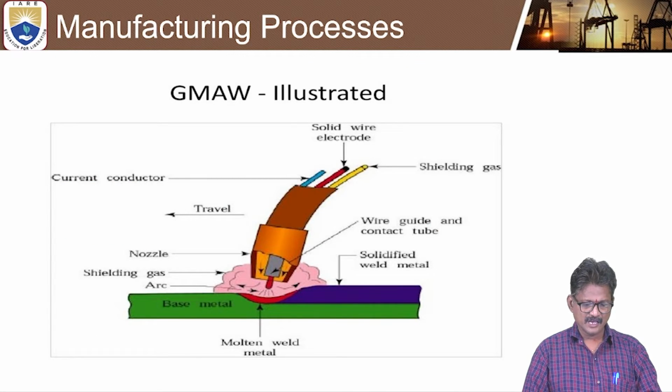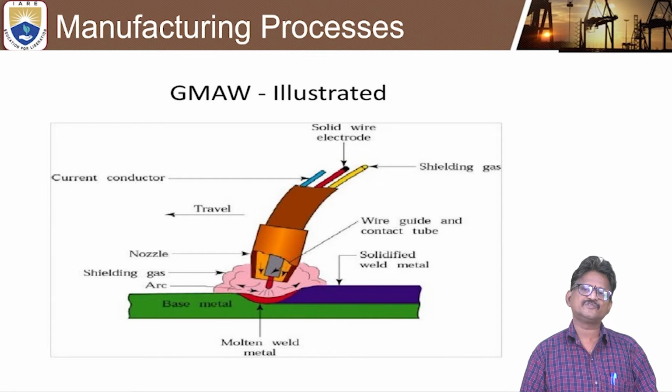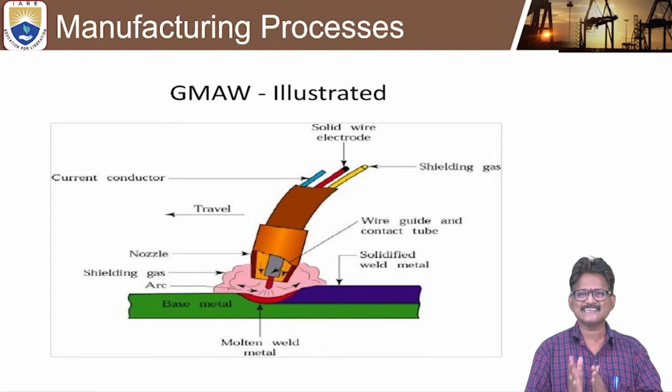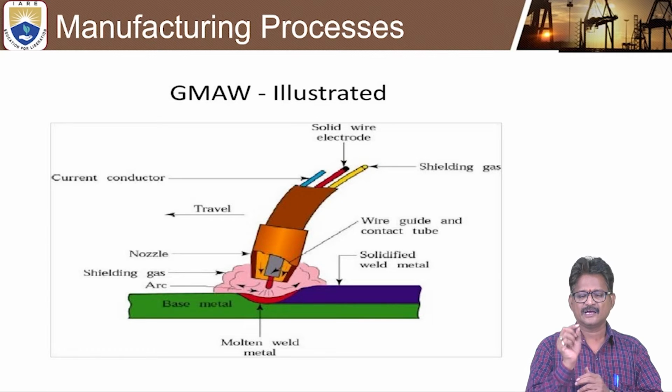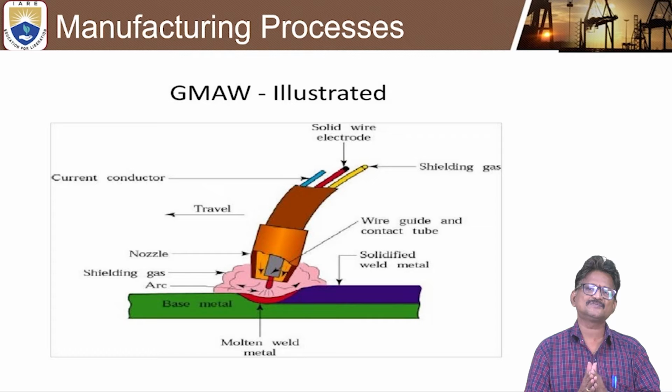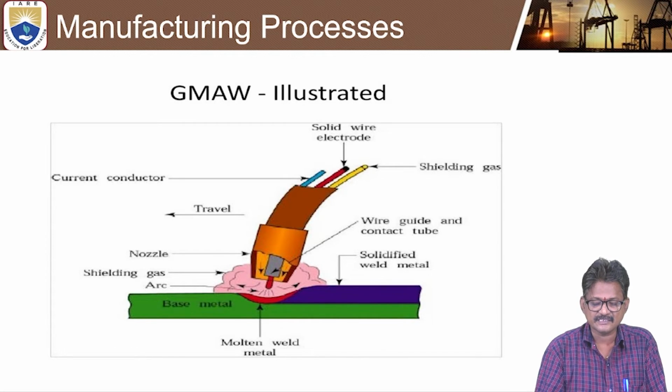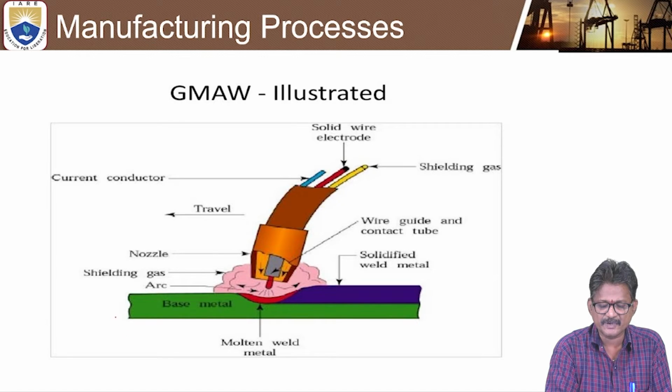Let us look at how gas metal arc welding can be explained diagrammatically. Even from the examination point of view or for competitive examinations, this diagram will help you understand clearly the various parameters and the nomenclature while performing the gas metal arc welding process. So the first and foremost thing is, we can see there will be a base metal. This is called the base metal.